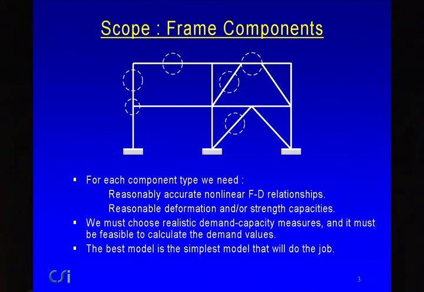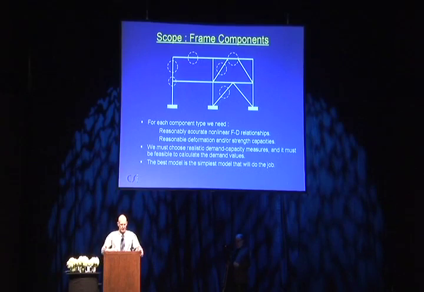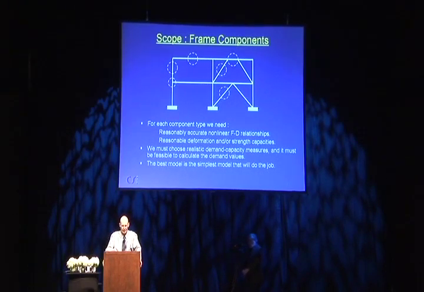The scope, we're talking about frame components: beams, columns, coupling beams, diagonal braces, and also beam to column connections. It's a number of different component and element types. And for each component type, and hence for each element type, and hence for the structure as a whole, there's a couple of important things that we need.